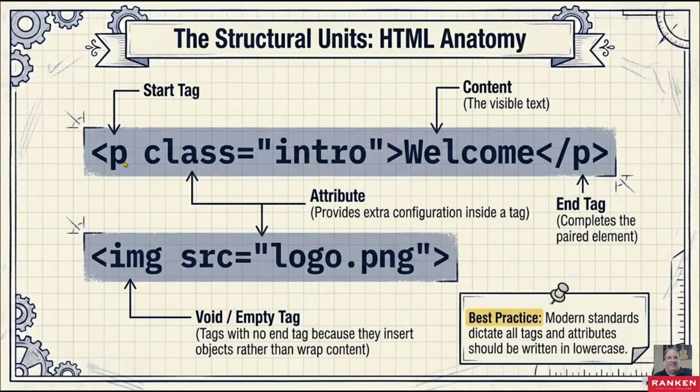So you start with a begin bracket, and you end with an end bracket for the opening paragraph tag. Then you have your content. Then you have to end your paragraph tag. This is the end tag. It completes a paired element.